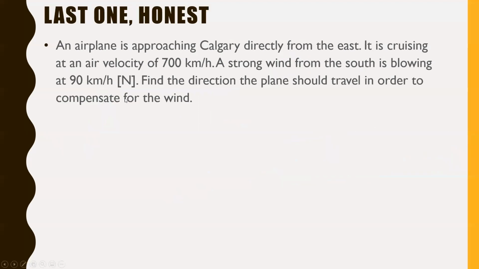Anyway, one last question. Believe me, honest, I swear, this is the last one we've got today. An airplane is approaching Calgary directly from the east. It is cruising at an air velocity of 700 kilometers per hour, so that's what its engines are thrusting at. A strong wind from the south is blowing at 90 kilometers per hour north. Find the direction the plane should travel in order to compensate for the wind.